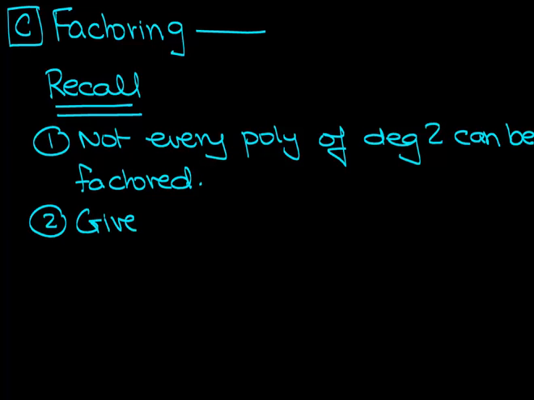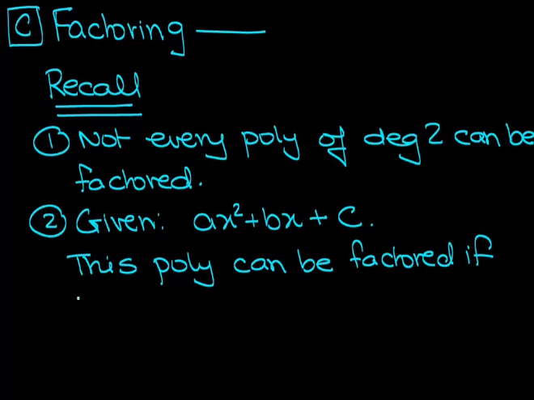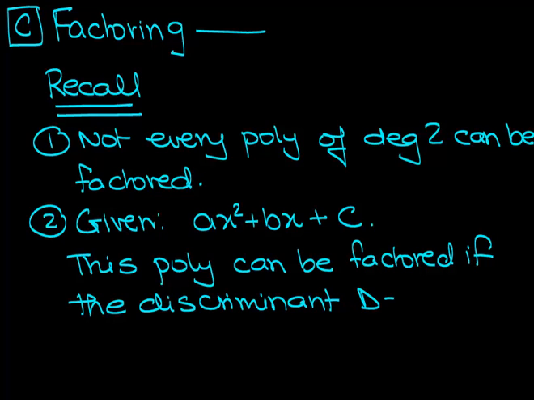Given ax squared plus bx plus c, you have a polynomial of degree 2. This polynomial can be factored if the discriminant, and the discriminant is given by this formula, D is equal to b squared minus 4ac, where a, b, and c are coming from the above equation, the coefficients of x.